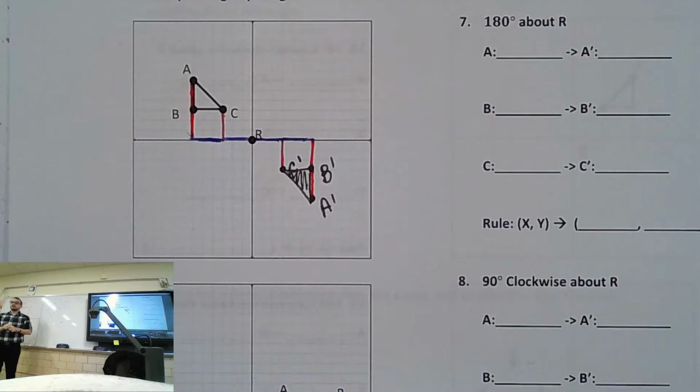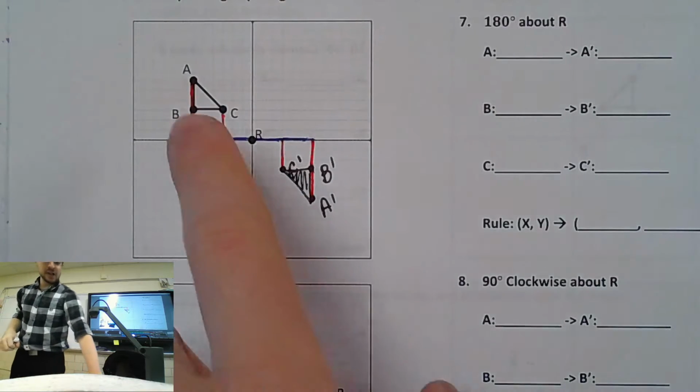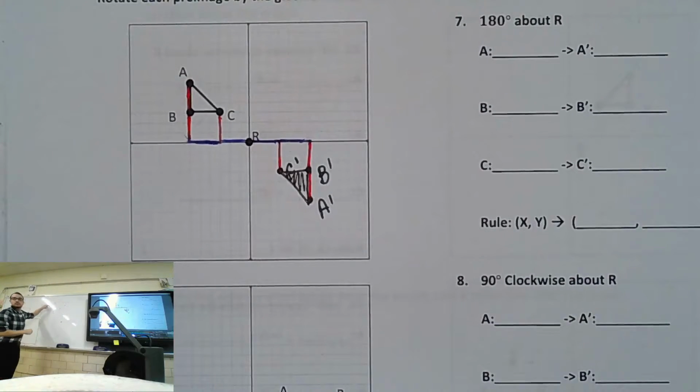So if I start here and I end up here, what happened to the signs? They both changed, right? This guy started here, so he starts over here. If I rotate 90, I end up here. Rotate 90 again, I end up here. That's positive, negative. What happened to both the signs? They changed, right? Negative became positive, positive became negative.